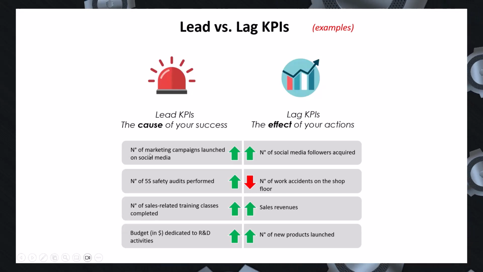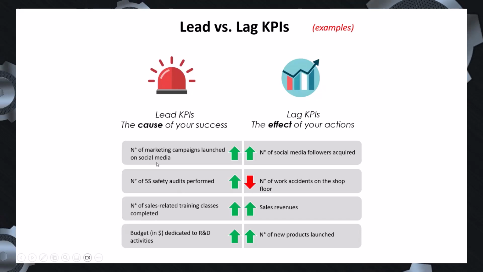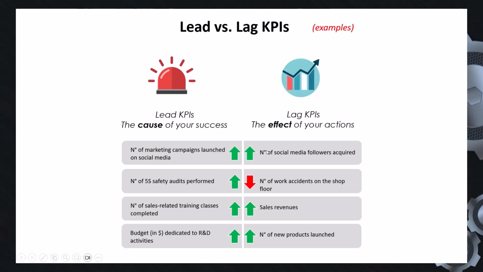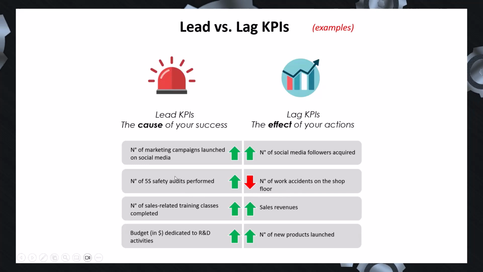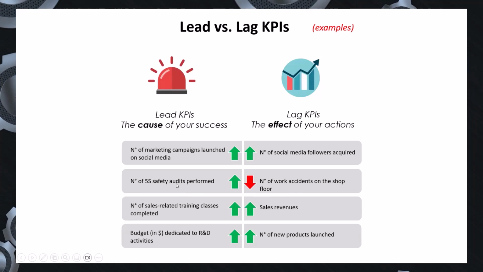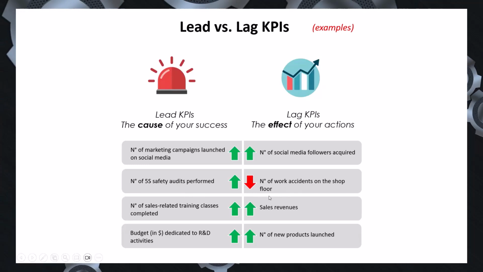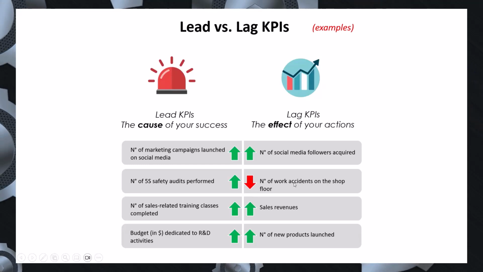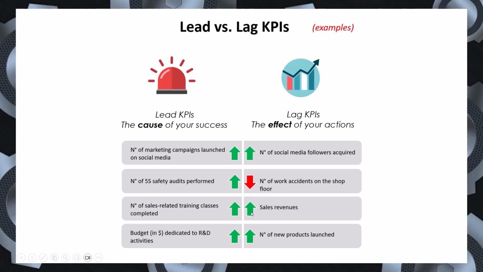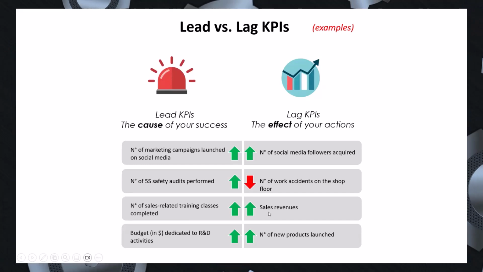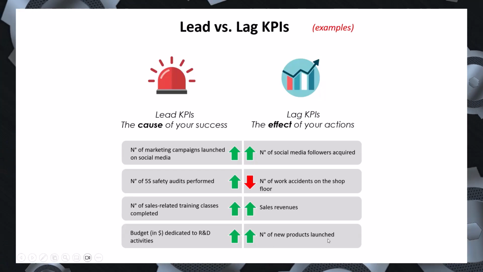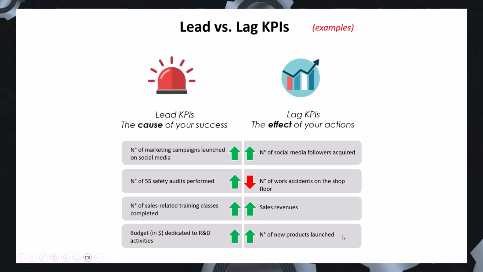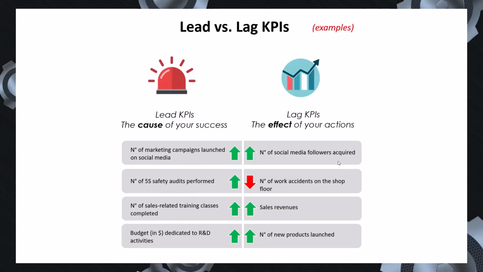For example, the number of marketing campaigns you launch on social media: the more you launch, the more social media followers you have. Number of safety audits performed on your manufacturing shop floor: the fewer work accidents you're going to have. Number of sales-related training classes: the more sales revenue you should be gaining. And the more budget you dedicate to R&D, the more new products you're going to launch. So these are examples of the relationship between leads and lags.